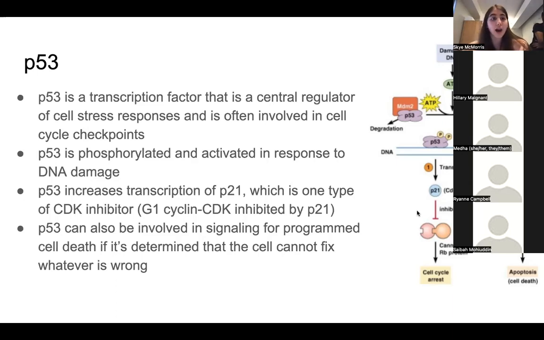So if you wanted to stop the cell from going through G1 phase, by detecting DNA damage, you would have P21 activated by P53, and this would inhibit G1 cyclin CDK. And then P53 can also be involved in signaling for programmed cell death if it's determined that the cell cannot fix whatever's wrong. So if the DNA damage is beyond repair, then the cell will undergo programmed cell death.